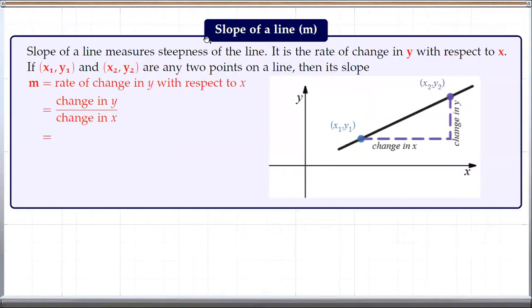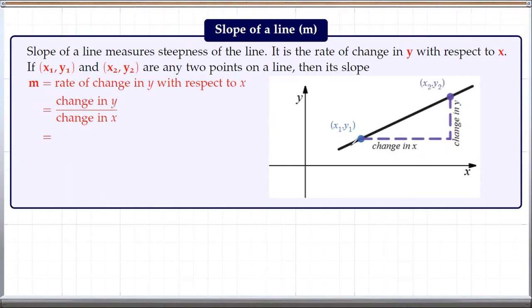So here is the definition of slope of a line. Slope of a line basically measures the steepness of the line. It is the rate of change in y with respect to x. So basically slope is change in y over change in x. How fast y is changing as x is changing.